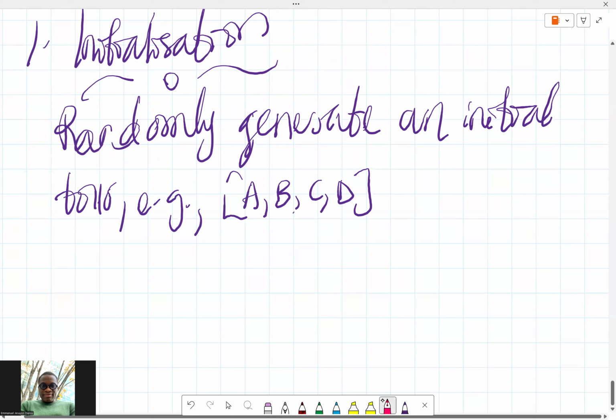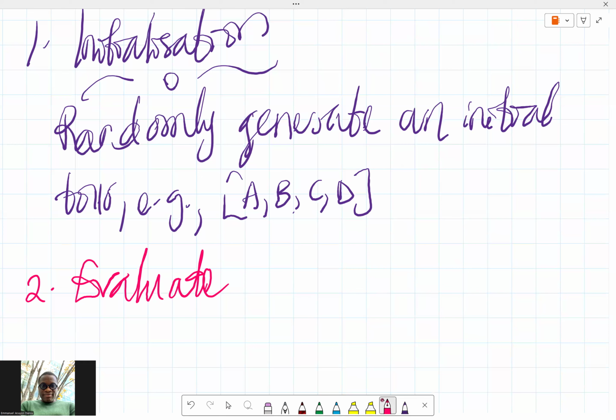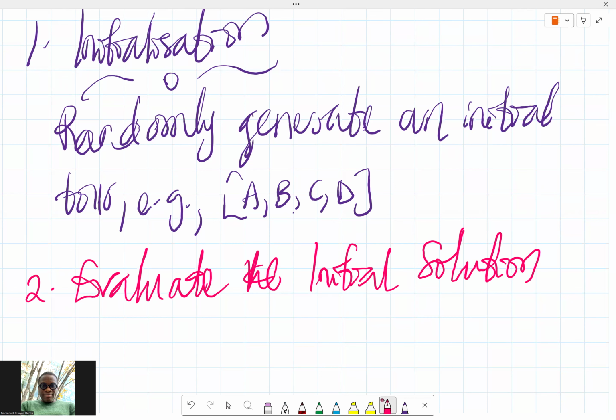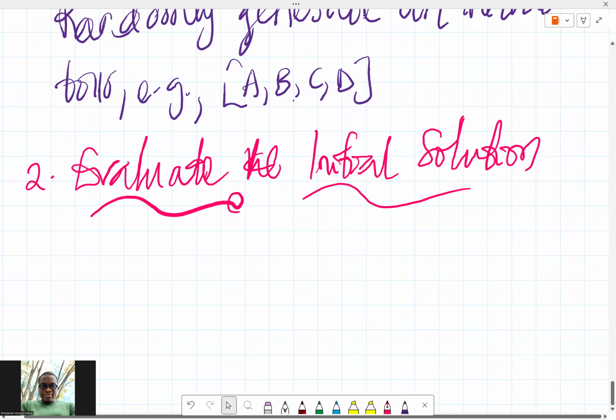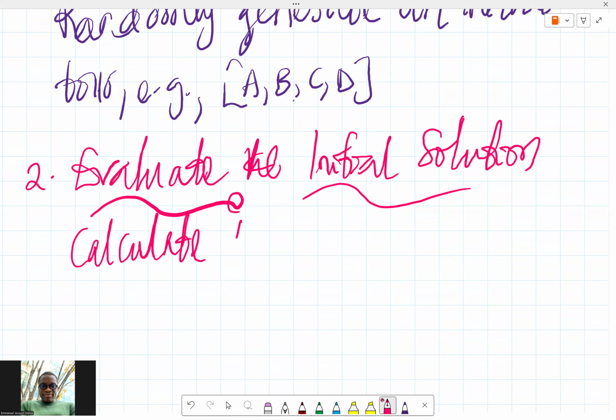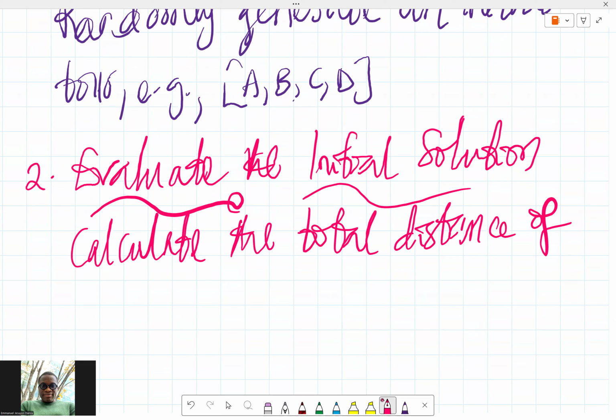And then we go for the second step. We evaluate the initial solution. This would involve some kind of geography, because we need to find the distance between towns or cities. So what we do is calculate the total distance of the tour.